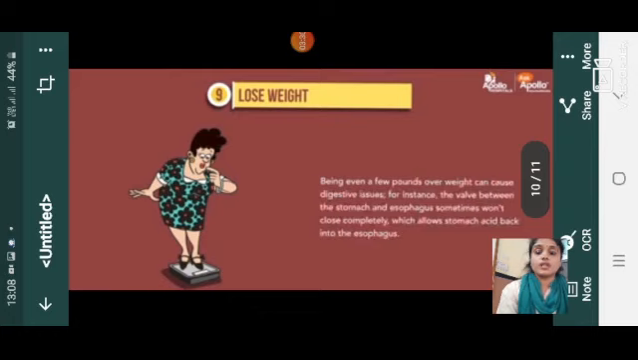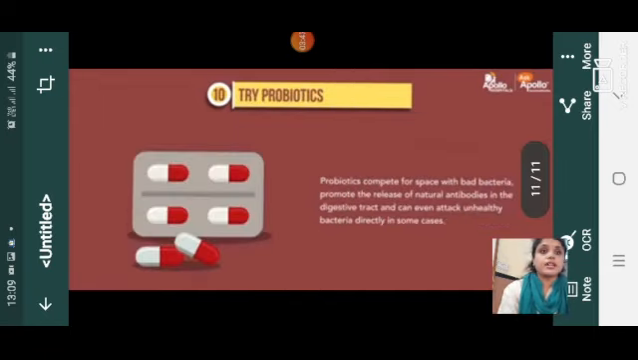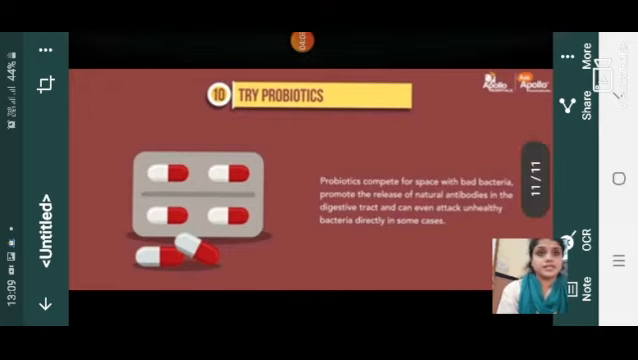Next, lose weight. Students, we should maintain our body weight by doing yoga and exercises. Okay. Next, try probiotics. Probiotics compete for space with bad bacteria, promote the release of natural antibodies in the digestive tract and can even attack unhealthy bacteria directly in some cases.